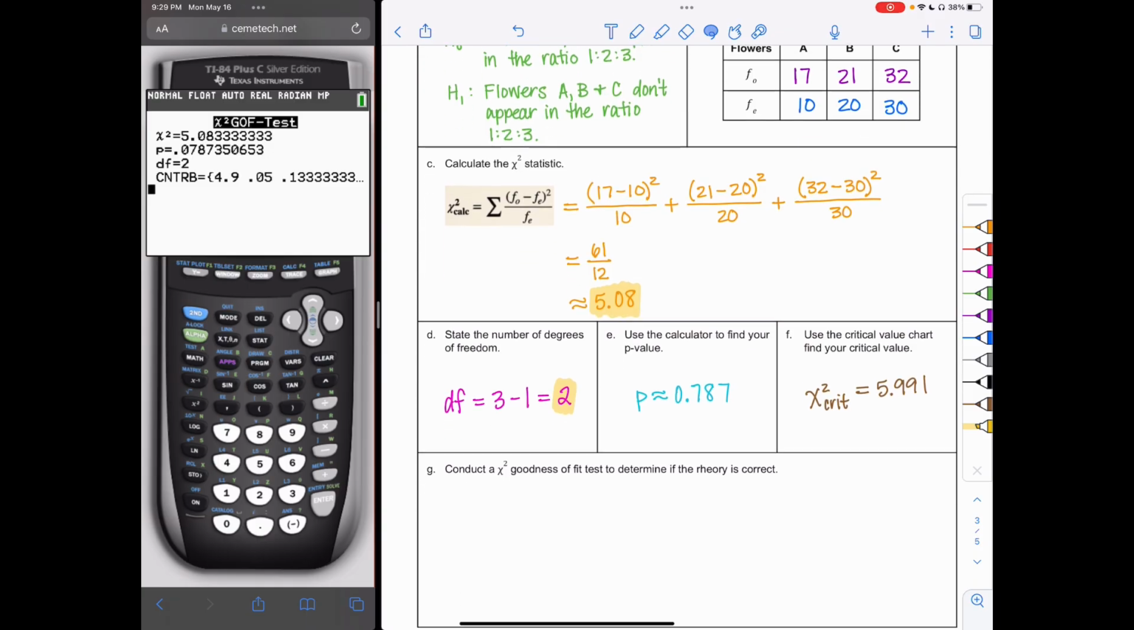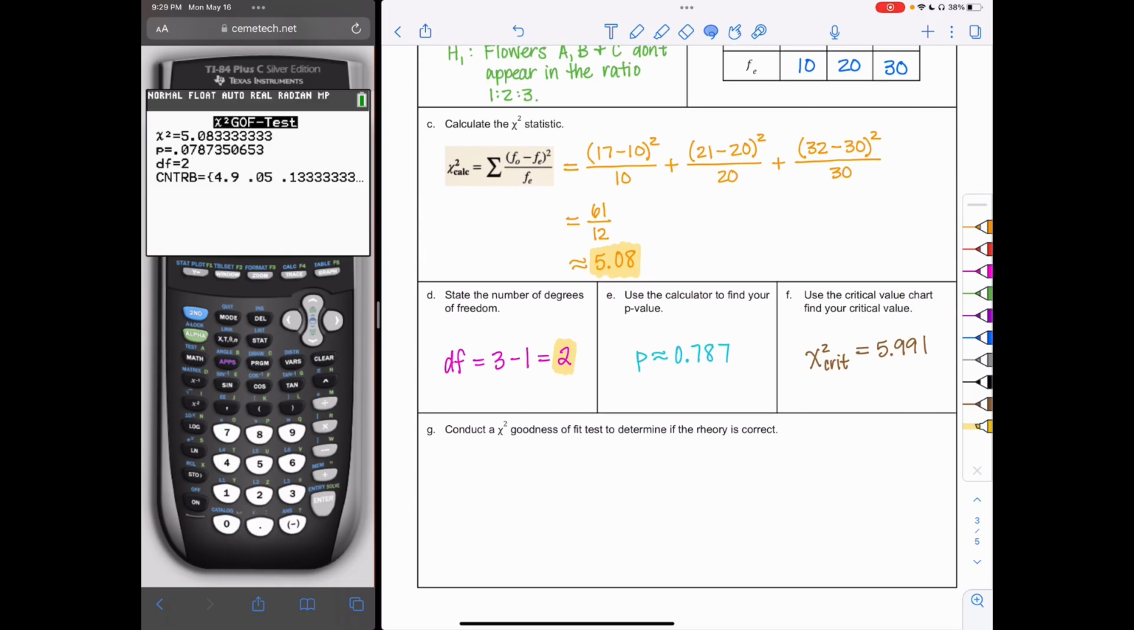So now I want to conduct my chi-square goodness of fit test to determine if that theory is going to be correct. So when we look here, we will end up seeing that the p-value is greater than the significance level because 0.0787 is greater than 0.05. And then we can also tell by looking at the chi-square statistic and the critical value that the chi-square calculation or statistic is less than the critical value because 5.08 is less than 5.991.